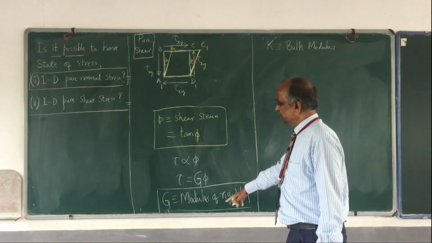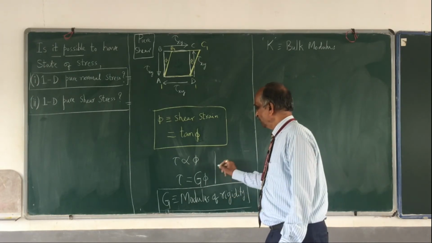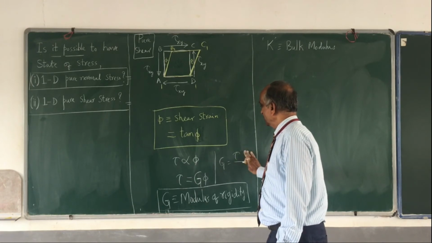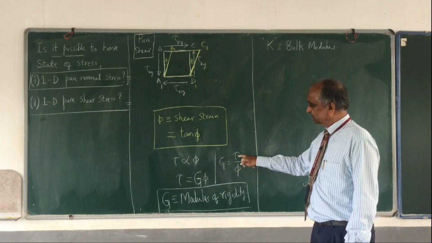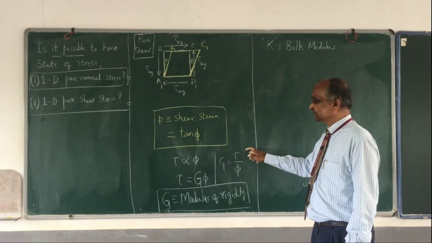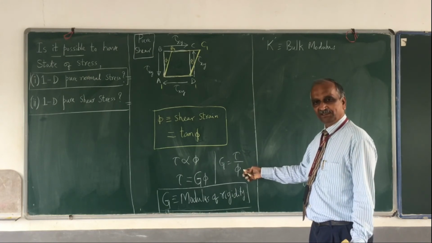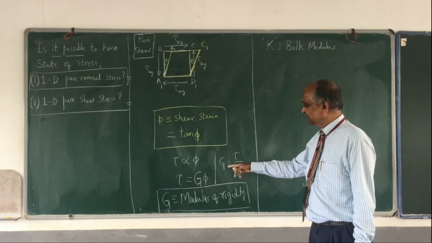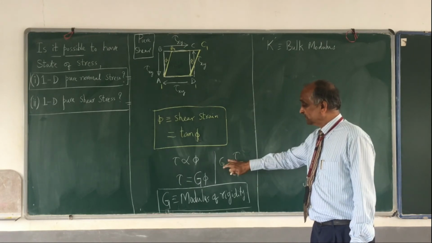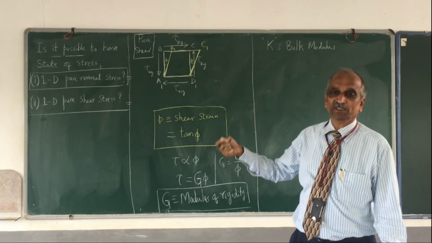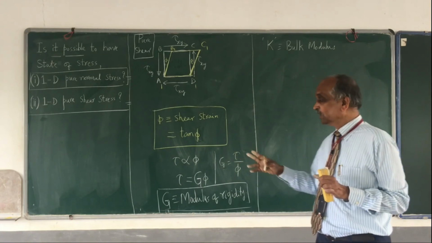And before I proceed, what shall be the unit of G? You can define here, what is G? G is equal to tau divided by phi, which is the elastic unit. I want to know the unit of G. So what is the unit of tau? Shear stress, so many newton per millimeter square, that is pascal or mega pascal. What is the unit of phi? It is in radians, it doesn't have any unit. Therefore the unit of G is same as unit of tau. So G also is expressed in newton per millimeter square, which is the same as the unit of E.